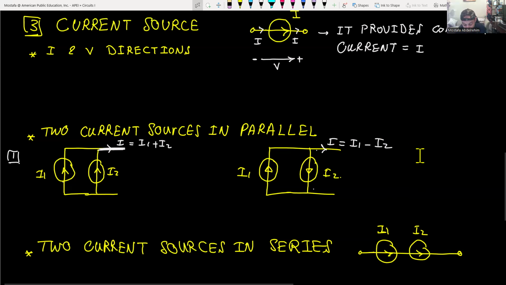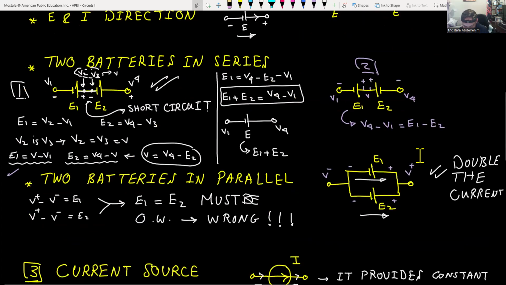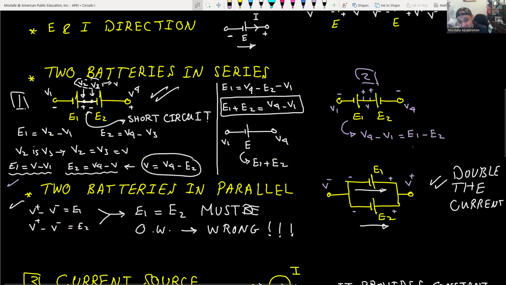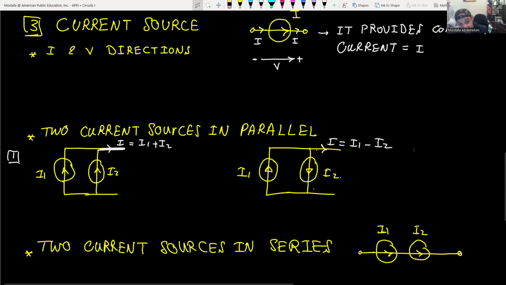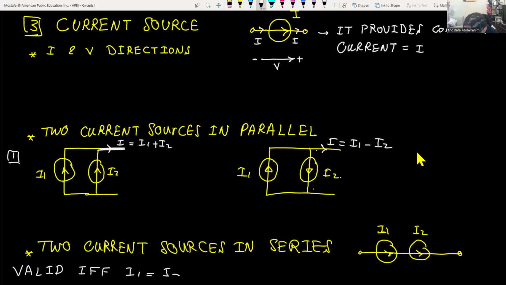Now, what if you have two current sources in series? That's analogous again to the case of two batteries in parallel. So again, that might be valid in just one case, if and only if I1 is equal to I2.